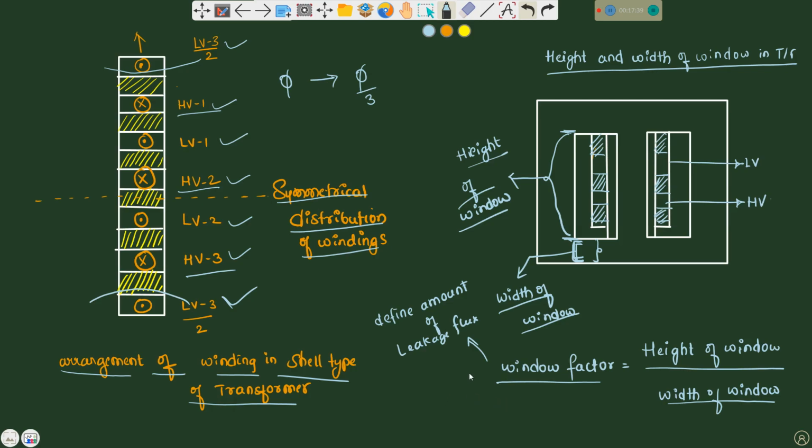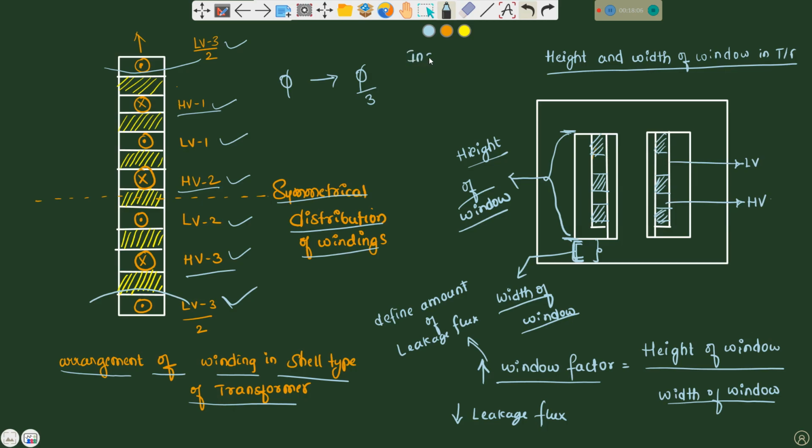Here, the more the window factor, the lesser will be the leakage flux. Understand this first. Suppose in shell type core, window factor is more since height is more and width is less. You can note it down.